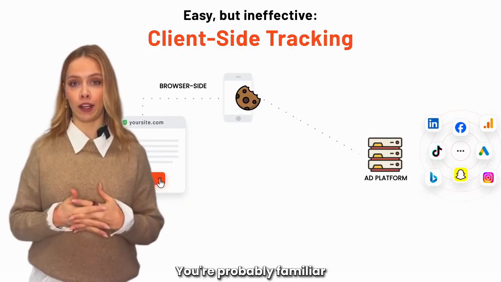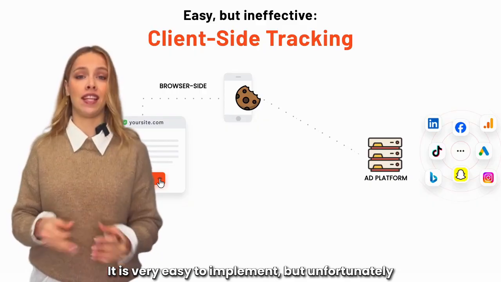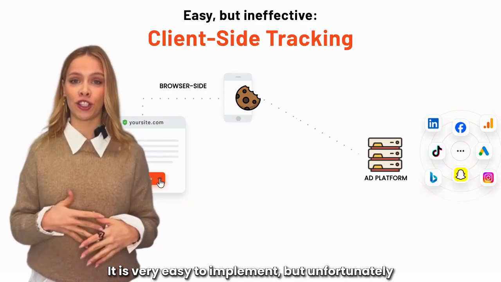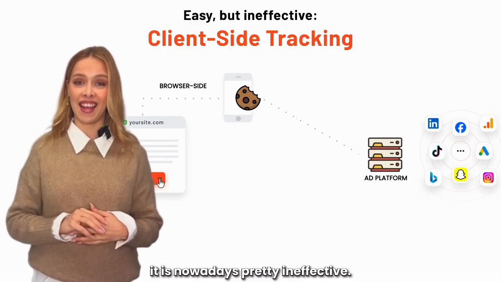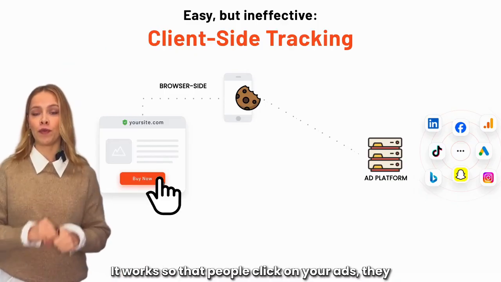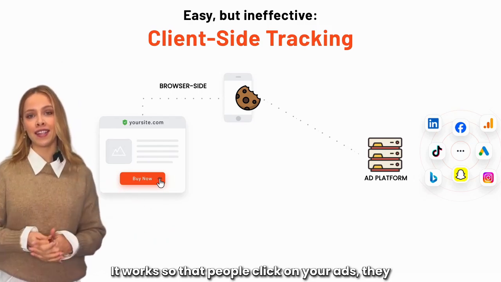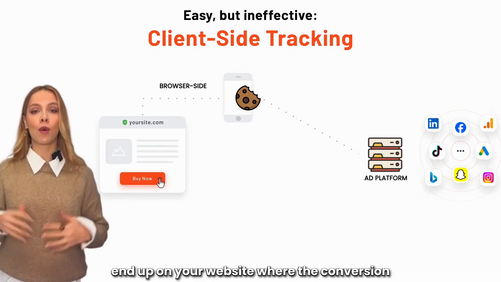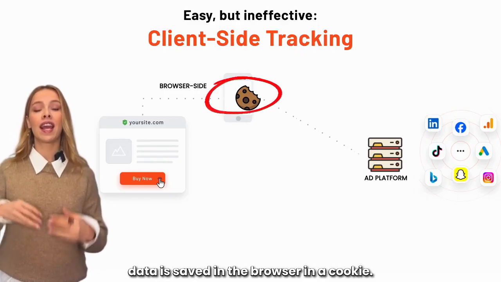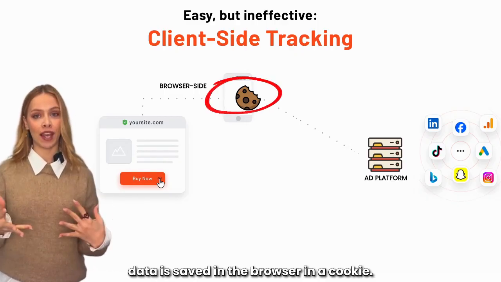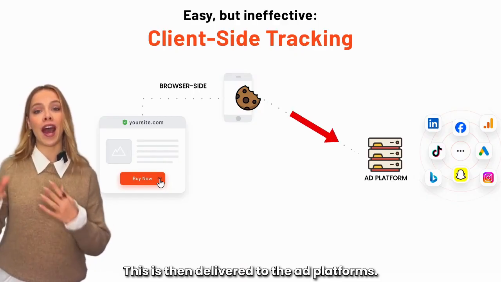You're probably familiar with client-side tracking. It is very easy to implement, but unfortunately, it is nowadays pretty ineffective. It works so that people click on your ads, they end up on your website, where the conversion data is saved in the browser in a cookie. This is then delivered to the ad platforms.